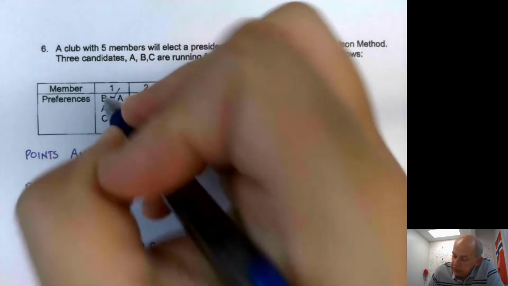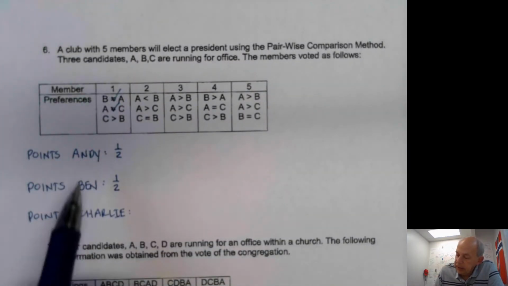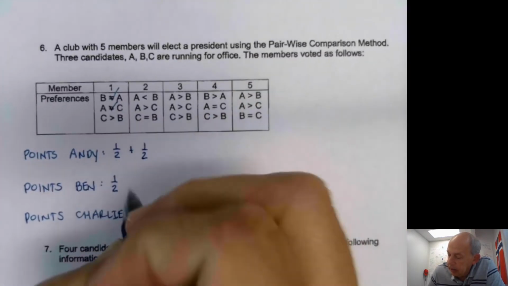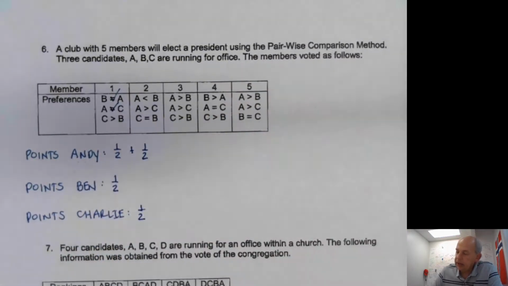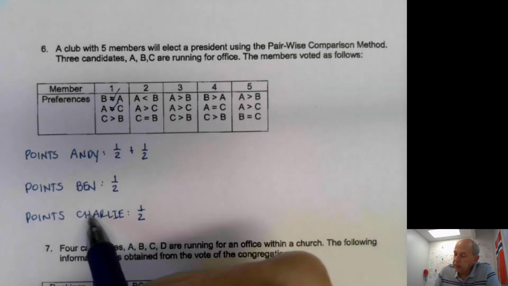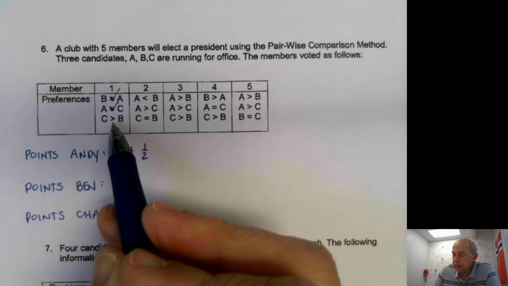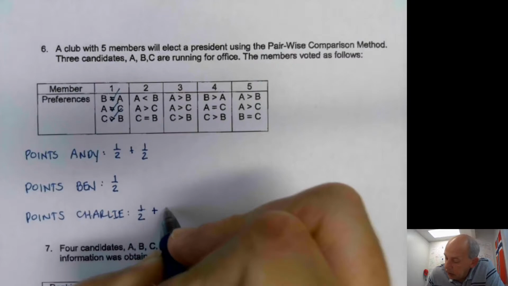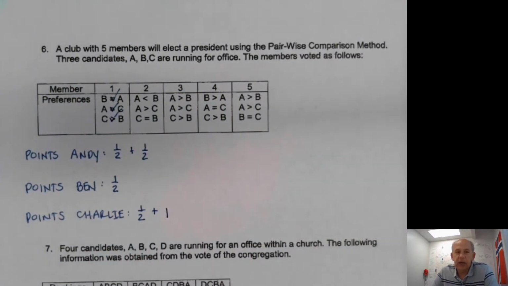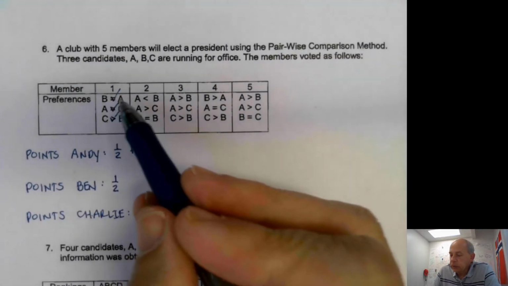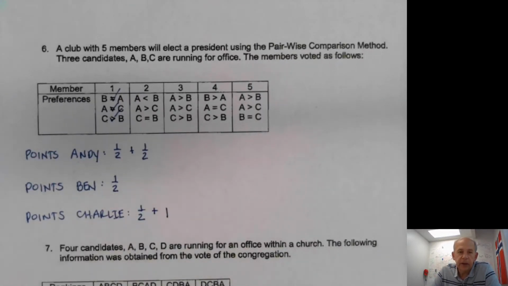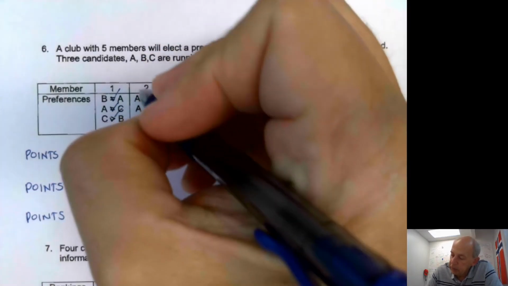Voter number 1 is also non-committal when they compare Andy and Charlie. Andy and Charlie split another half a point. Now, when member 1 compares Charlie and Ben, member 1 says, I like Charlie better, so Charlie gets an entire point. So there is what these less than, greater than, and equals to symbols means when you're comparing people. Let's take a look at voter number 2.